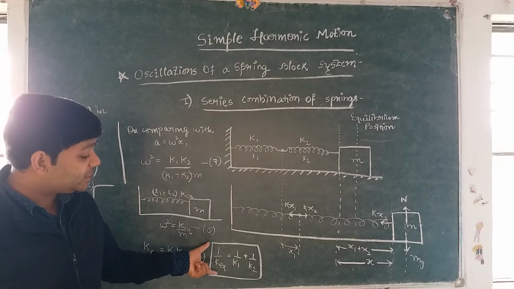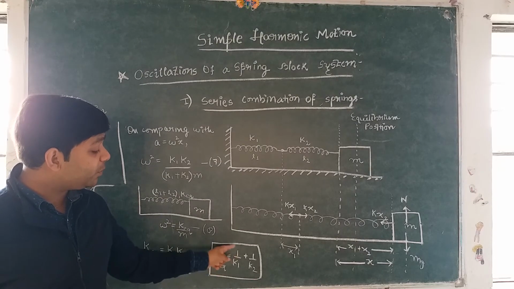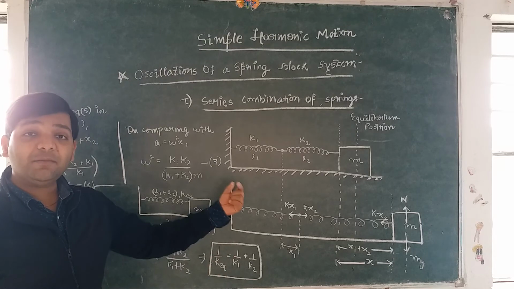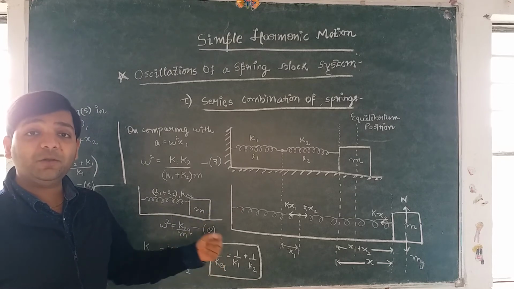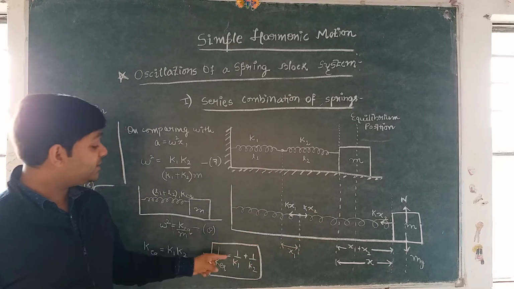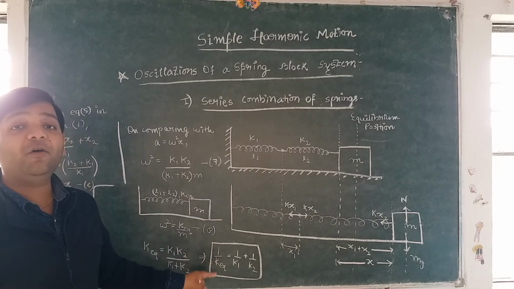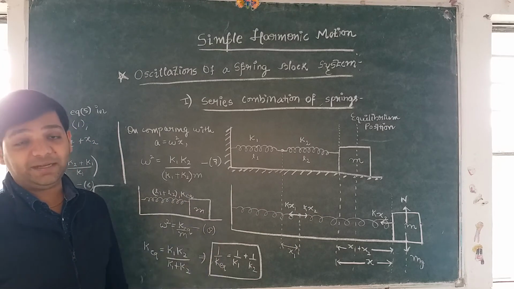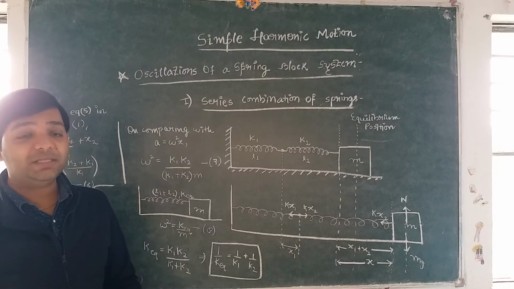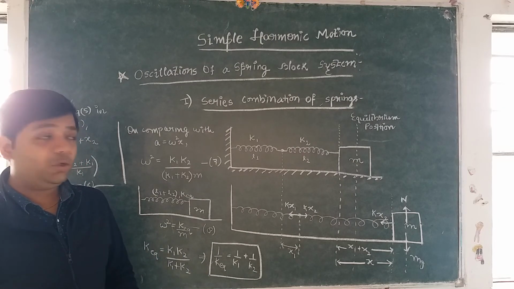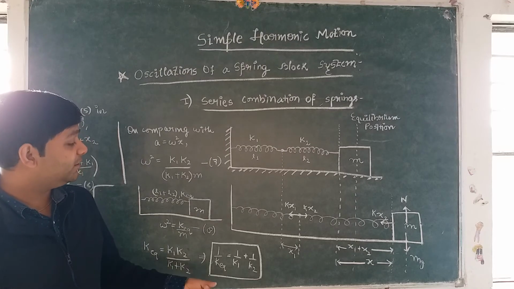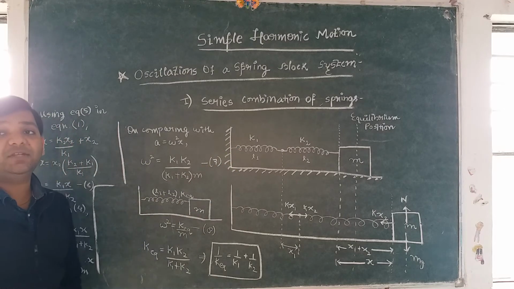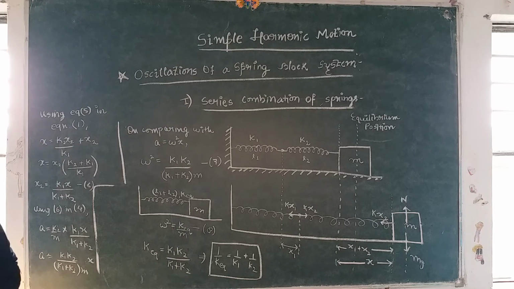And what does this relation say? It says that the sum of the reciprocals of the spring constants of the individual springs is equal to the reciprocal of the spring constant of the equivalent spring. Please note this down as I dictated in your notes so that your notes are complete. Please note down this derivation and then we shall move forward to the parallel combination of springs.